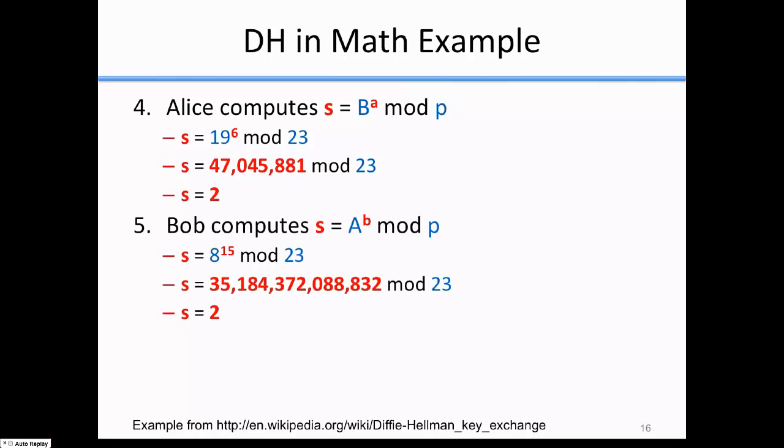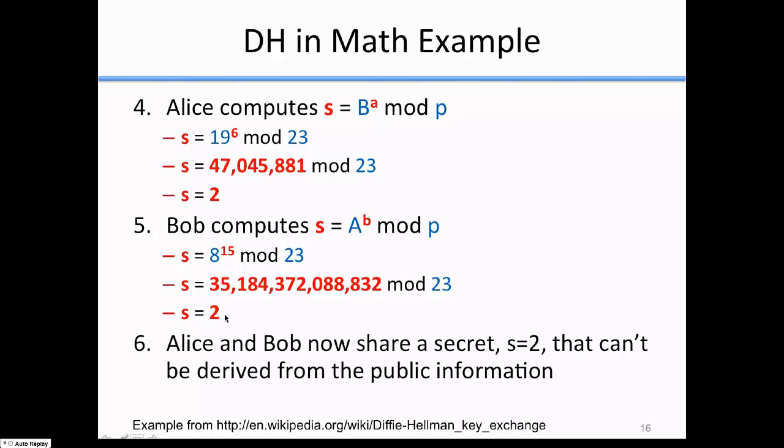So Bob's going to do the same computation, but with the numbers that he has. He's going to use Alice's shared number, capital A, to the power of his secret number b, modulo p. And so he's going to do 8 to the 15 mod 23, which gets this massive number here. When you take that modulo 23, you get the secret number is 2. So Alice and Bob now share a secret, s equals 2, that can't be derived from the public information in blue. So Diffie-Hellman, in this way, lets them come to a shared secret conclusion that is not known to Eve, the eavesdropping attacker.